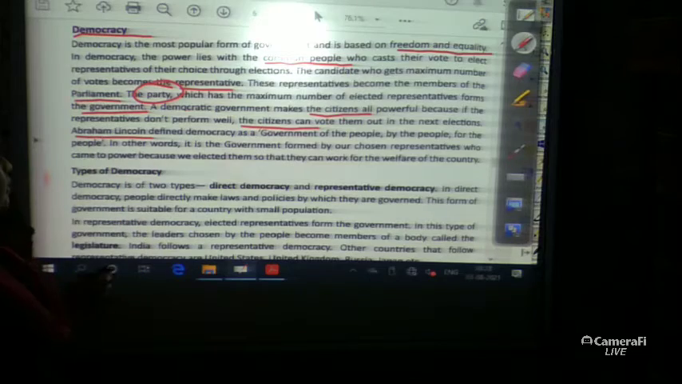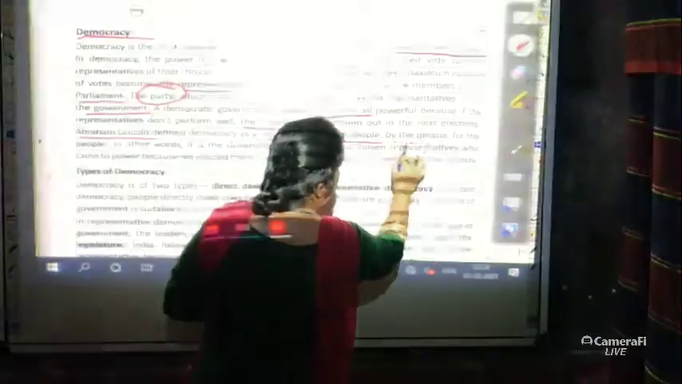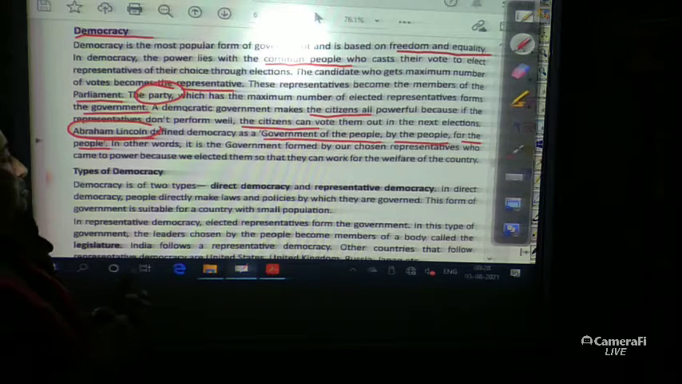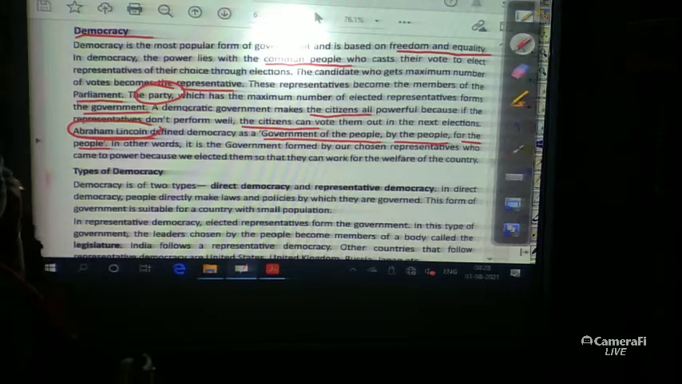Abraham Lincoln defined democracy as a government of the people, by the people, and for the people. So Abraham Lincoln gave one statement that it is very vital that government is of the people, by the people, and for the people.